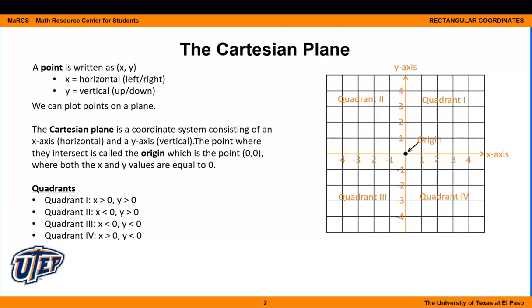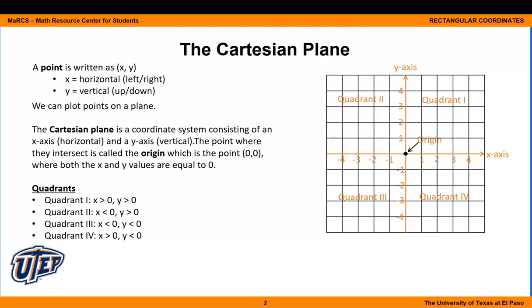A point is written as an ordered pair (x, y). The x value tells us how far to move horizontally, left to right, and the y value tells us how far to move vertically, up or down. The Cartesian plane is made up of two axes, the x-axis, which is horizontal, and the y-axis, which is vertical. They intersect at the origin, the point (0, 0).